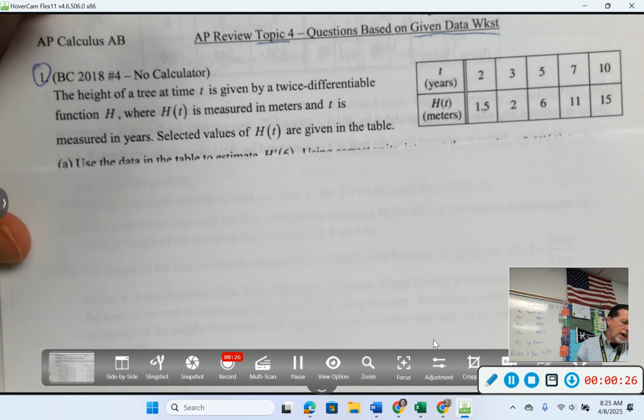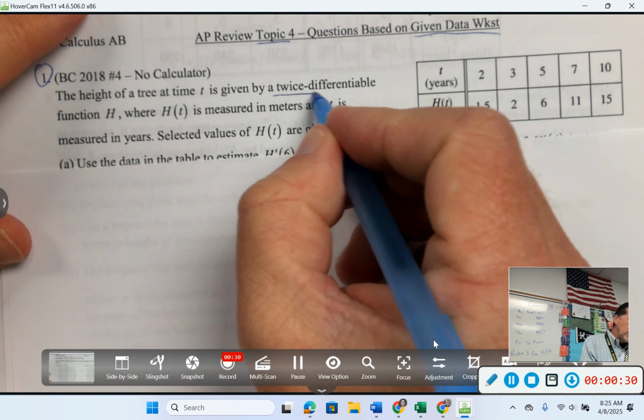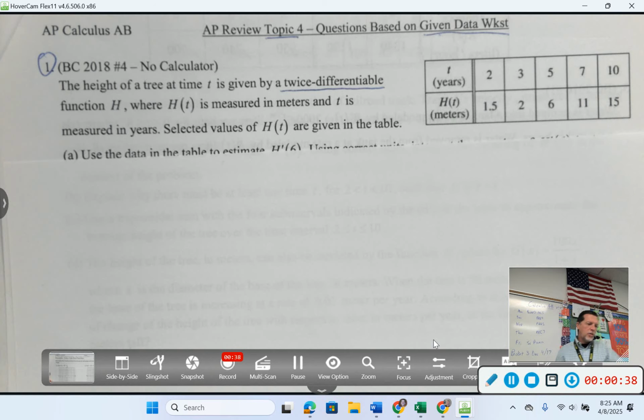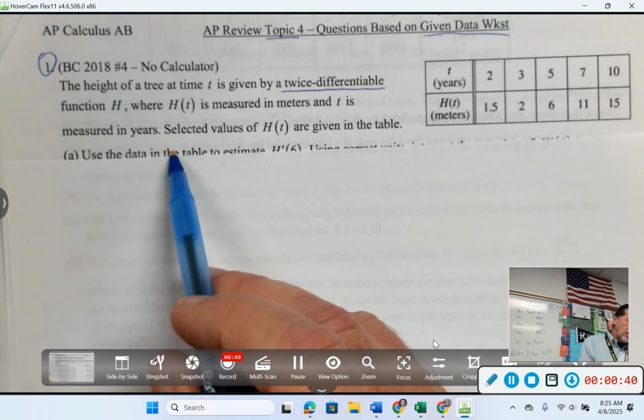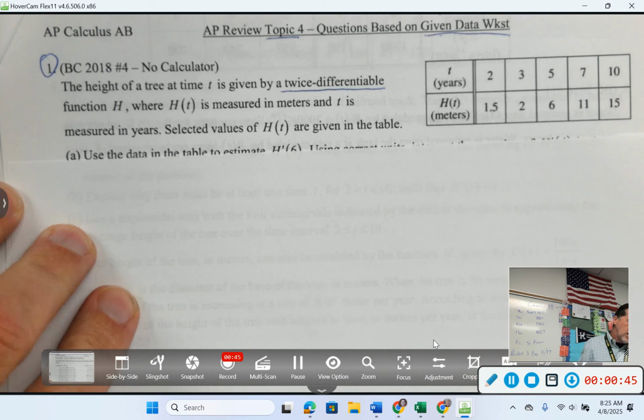All right, number 1. The height of a tree at a time t is given by a twice differentiable function h, where h is measured in meters and t is measured in years. So that means we can take 2 derivatives, that the second derivative exists. Selected values of h are given in the table.